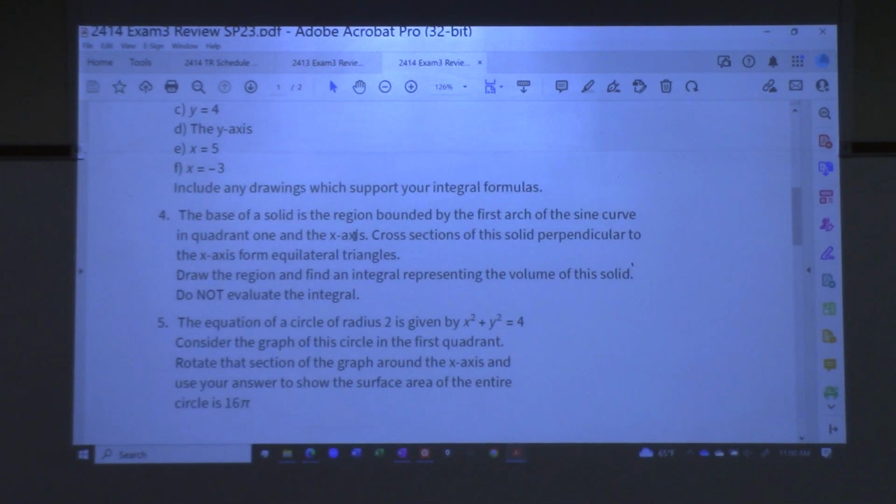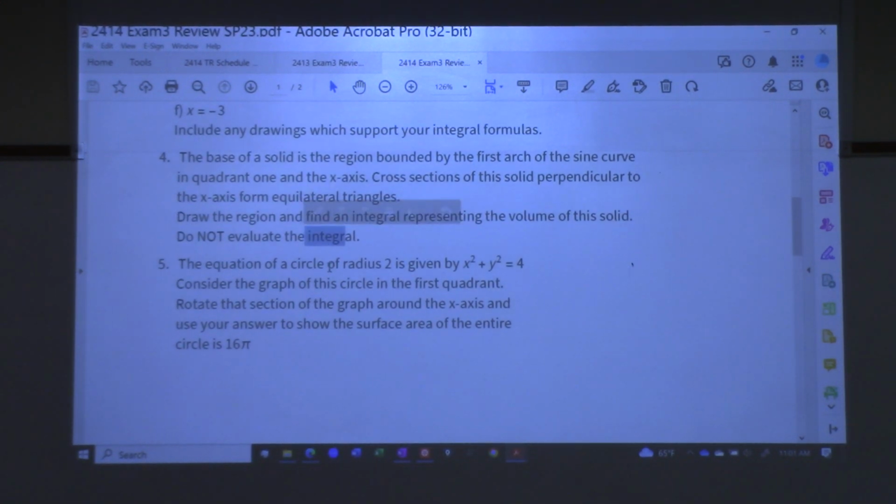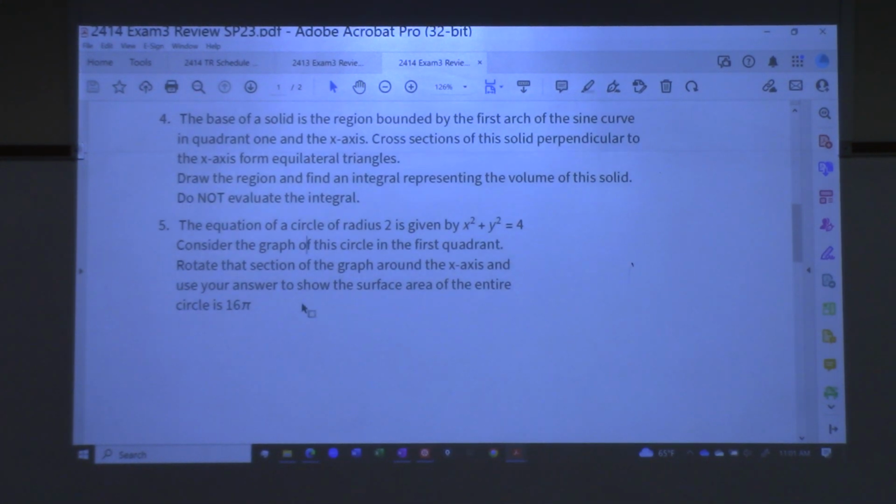And then I gave you a problem here with the cross sections, and I had you do equilateral triangles on this one. It could be a lot of different things, right? It could be semicircles, square, semicircle, triangle, about the only things I give you. And don't evaluate the integral, just set it up. And then what is this one? Surface area? Oh, that's an interesting problem. So that's a surface area problem. And for this one, I actually had you on the review do the whole thing. I'm not sure if I'll ask you to do that on the test.